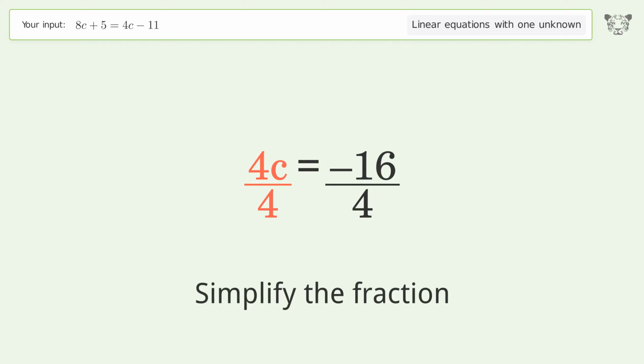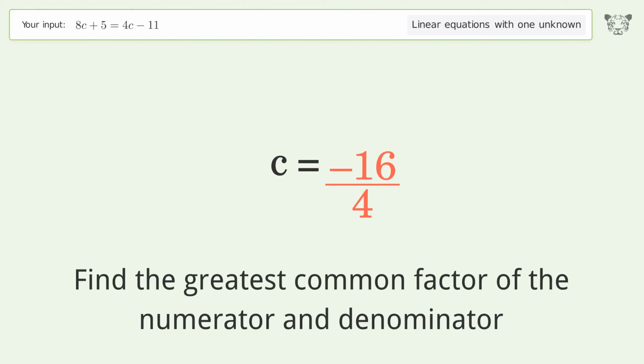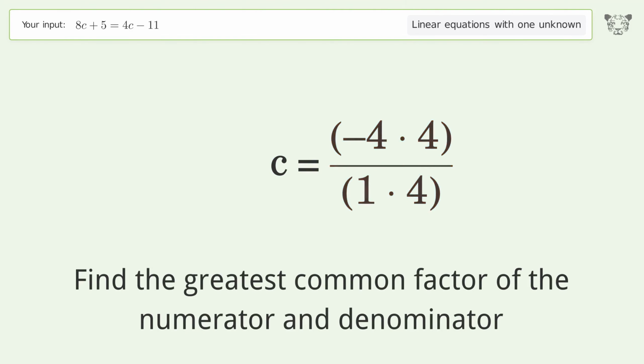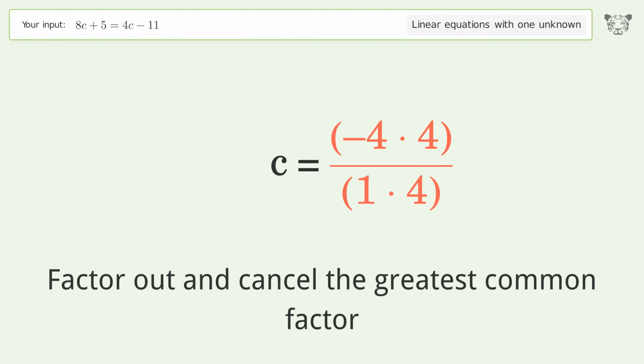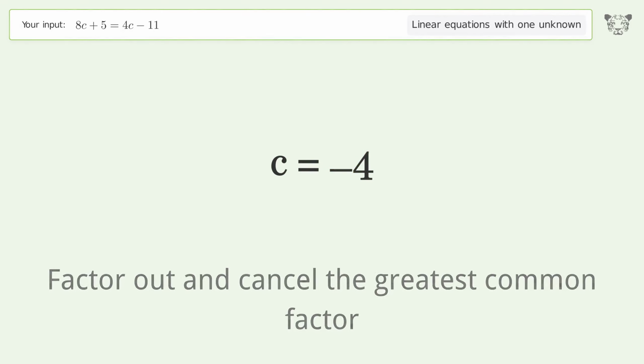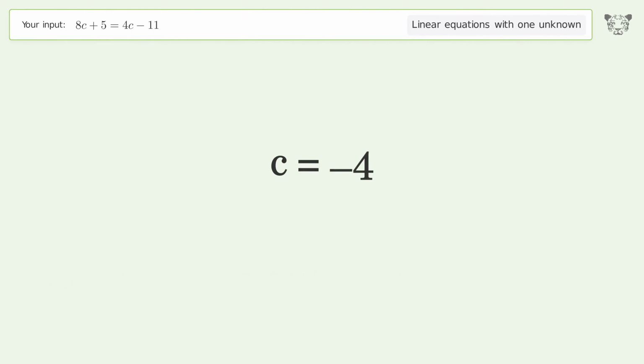Simplify the fraction. Find the greatest common factor of the numerator and denominator. Factor out and cancel the greatest common factor. And so the final result is c equals -4.